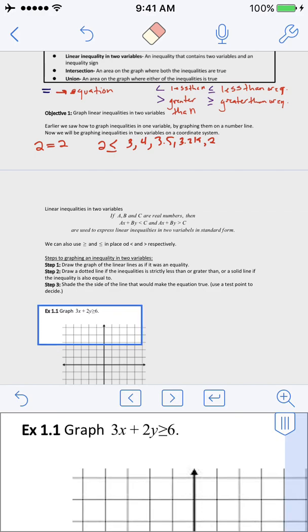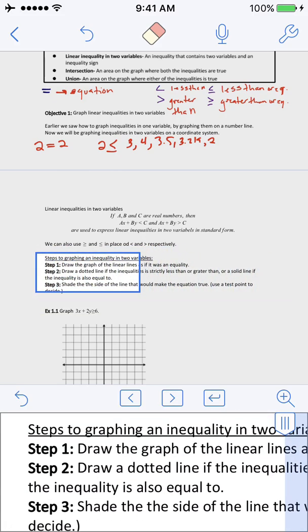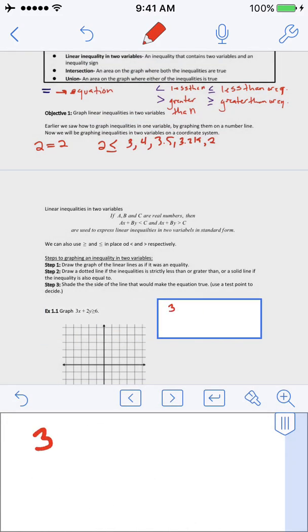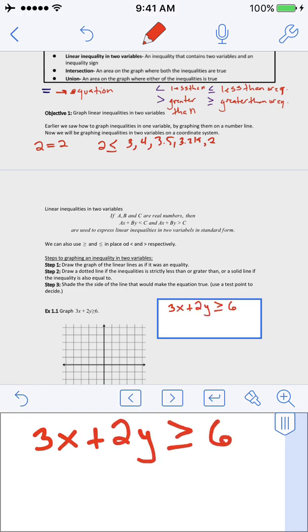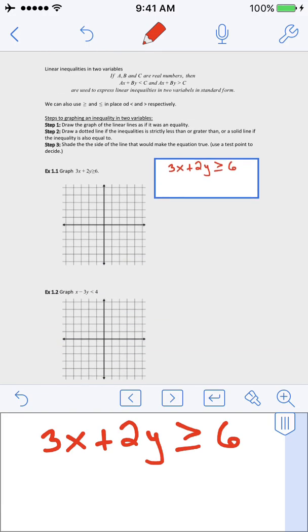So we've got this inequality, 3x plus 2y is greater than or equal to 6. Now again, the steps to do this are right up here if you forget, but I find it's much easier to do it through an example. So over here, I'm going to rewrite our inequality: 3x plus 2y is greater than or equal to 6. As it is, it would be incredibly hard to graph this. I think we're all in agreement that the easier way would be to convert it to y equals mx plus b. So let's go ahead and do that.